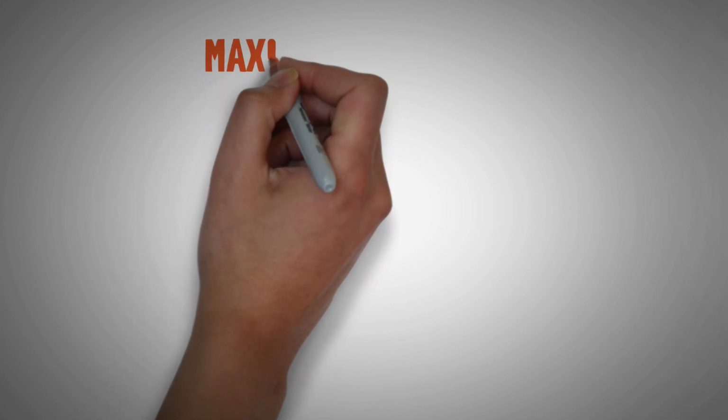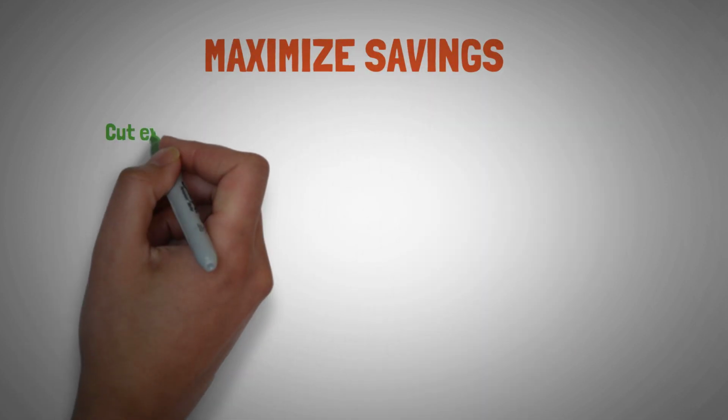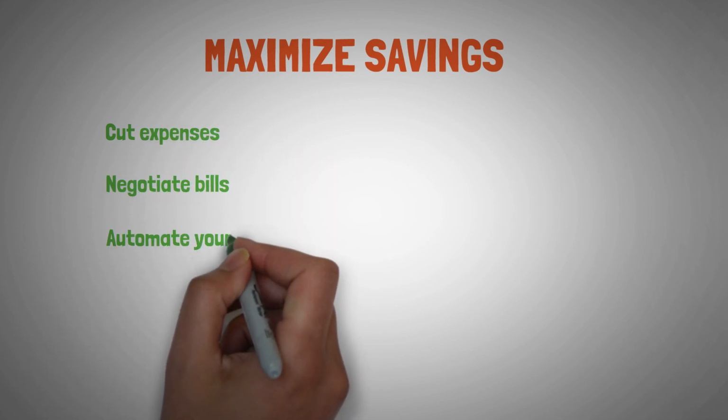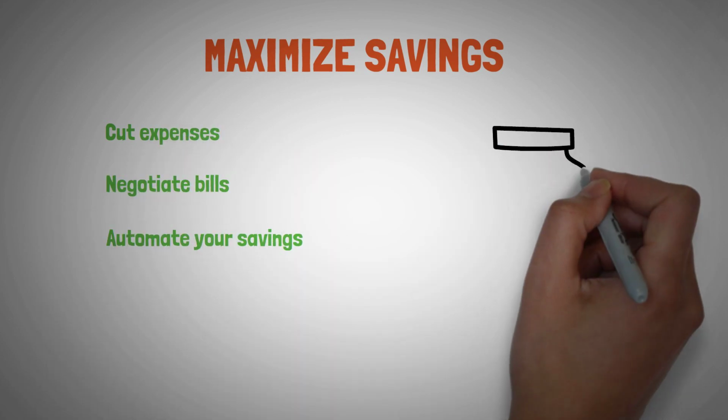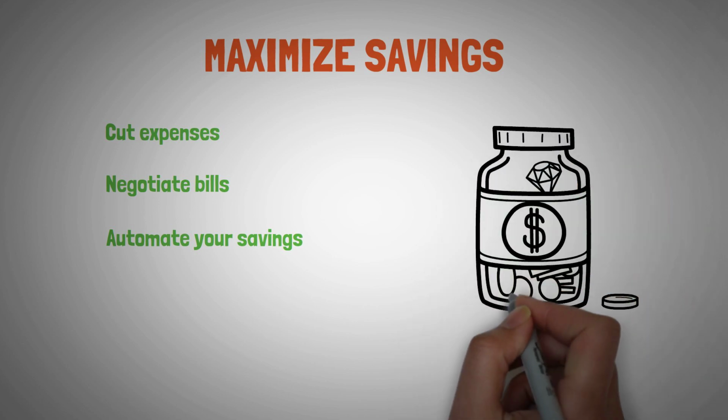Before you start investing, it's important to maximize your savings. This means cutting expenses, negotiating bills, and automating your savings so you can save more without thinking about it. The more you can save, the more you'll have to invest and the faster your wealth will grow.